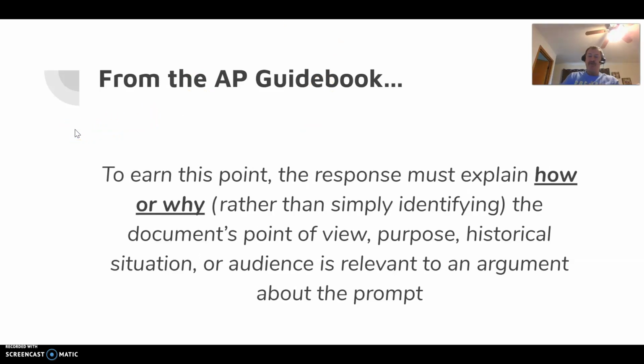Here's what the AP people do to explain or to grade you. This is the rubric part of it. So again, you have the how or why right there in bold and underlined, but you also have on the bottom the other part, relevant to an argument about the prompt. Remember, the DBQ is a historically defensible claim. It's an argument. Here's what you think, here's what you're arguing. How does this POV, point of view, influence that? How is it relevant? Why do we care? That's what you need to include in there.